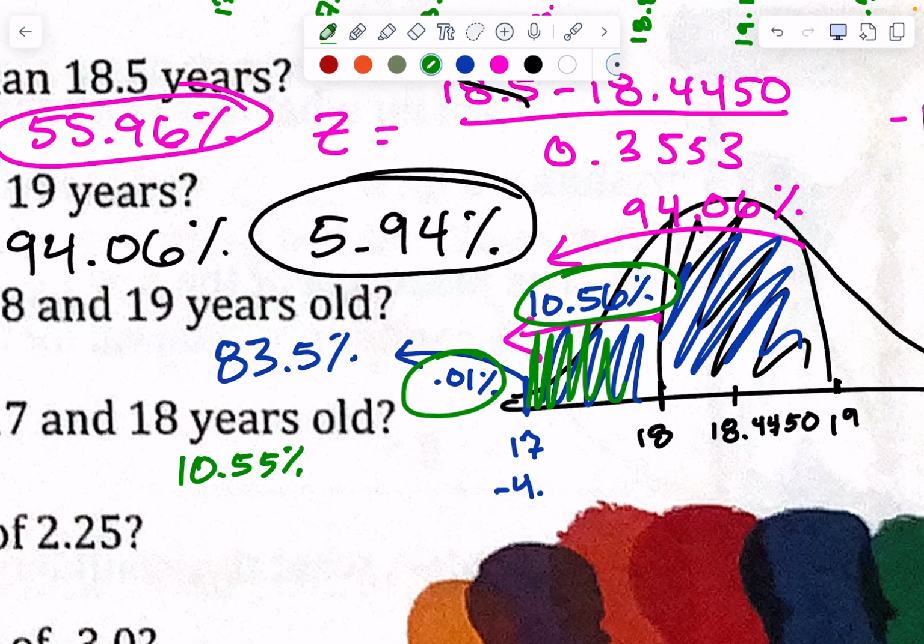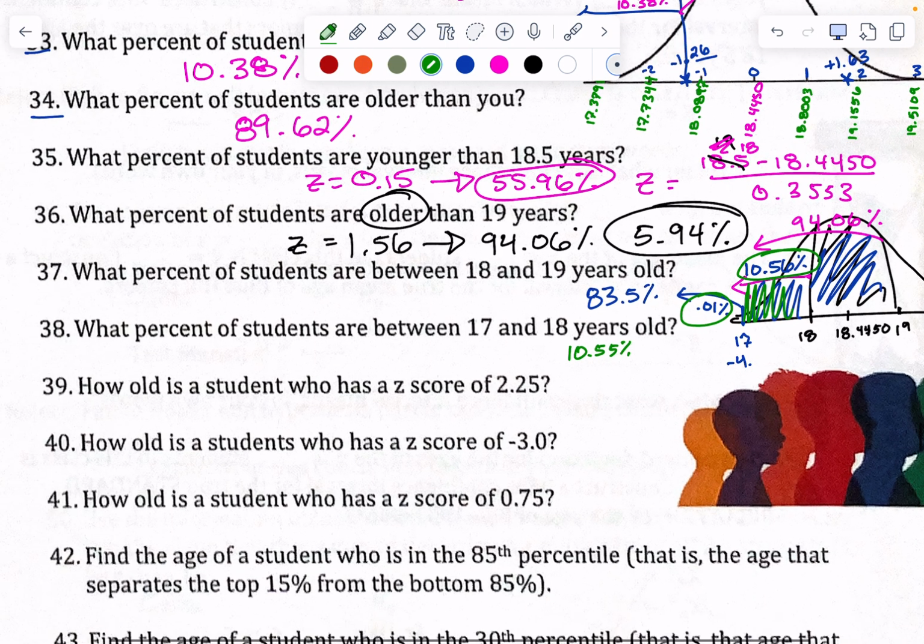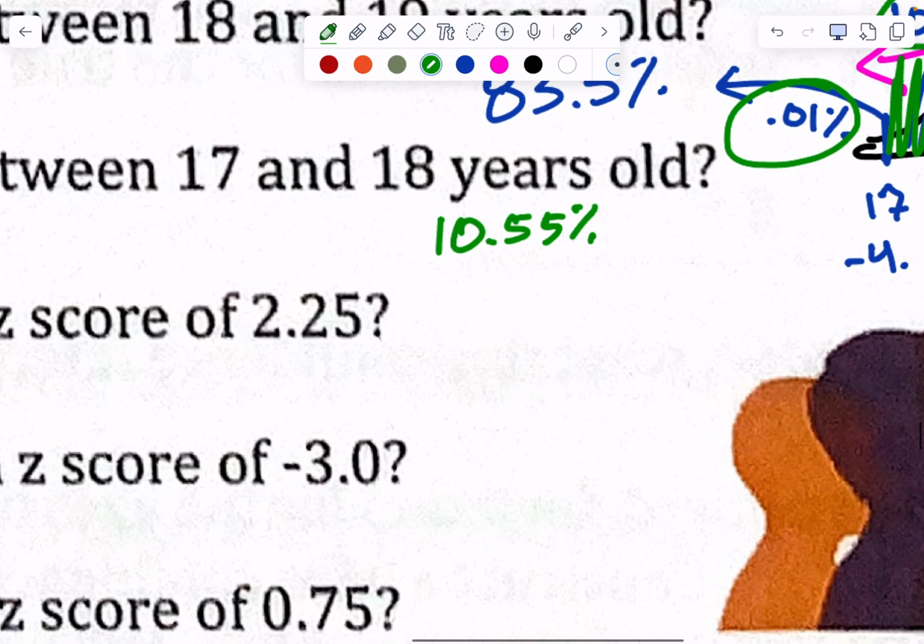We're going between 18 and 19. I know that this many percent is below 18 and that many percent is below 17. Okay? All right, how old is a student who has a z-score of 2.25? You know how to do this. You do it backwards.